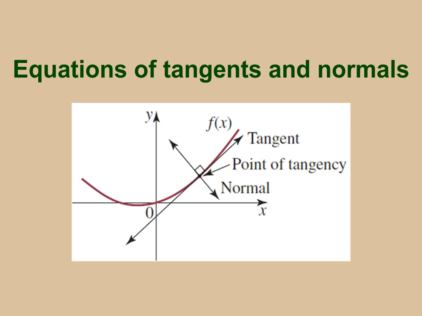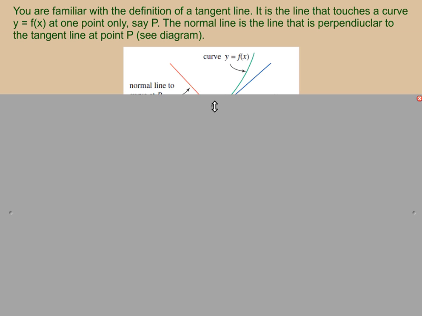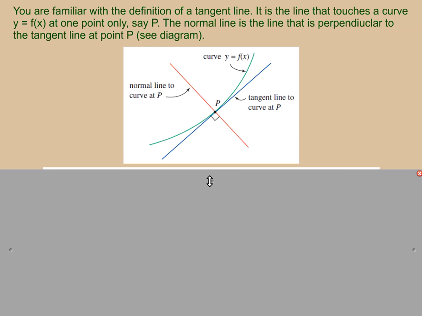In this video, we're going to take a look at how to use differential calculus to find the equations of tangents and normals to a curve. Now, just to recap what we mean by tangent and normal, if we look at the diagram here, a tangent is simply defined as a line which touches the curve at a particular point.